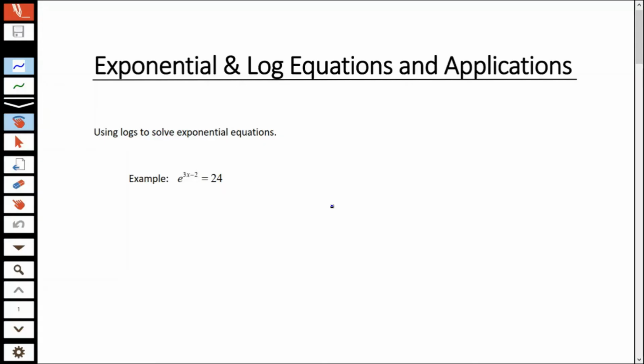Alright, hello ladies and gentlemen. Today we're going to be working on some exponential and log equations and applications. So, before I get into the applications, we have to be able to solve equations like what we have here.